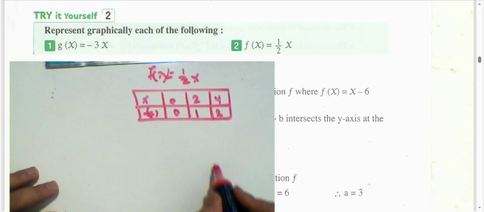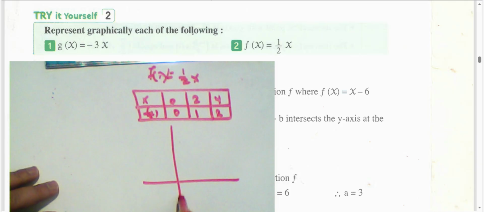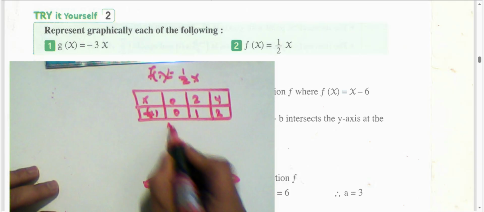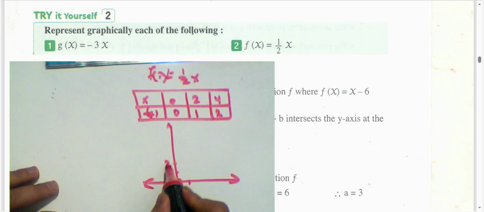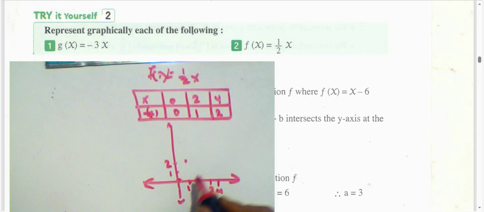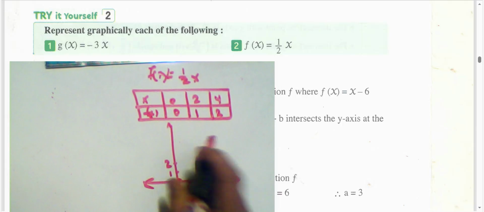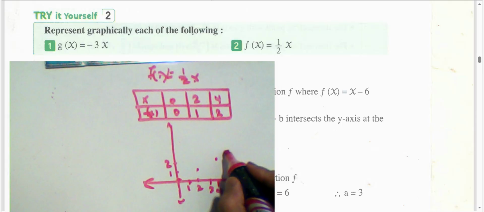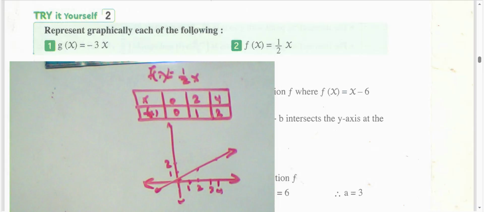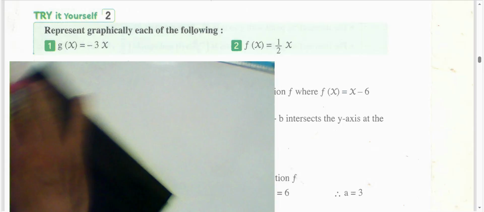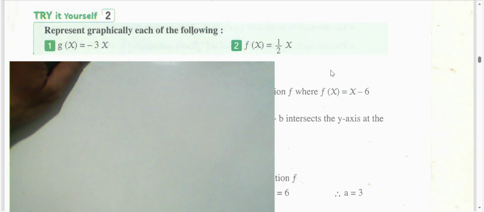Next I will draw graphically like this, x-axis and y-axis, positive and negative. 0 with 0, 2 with 1, and 4 with 2. We have 1, 2, 3, and 4. And then draw a straight line passing through the 3 points here. Next question.